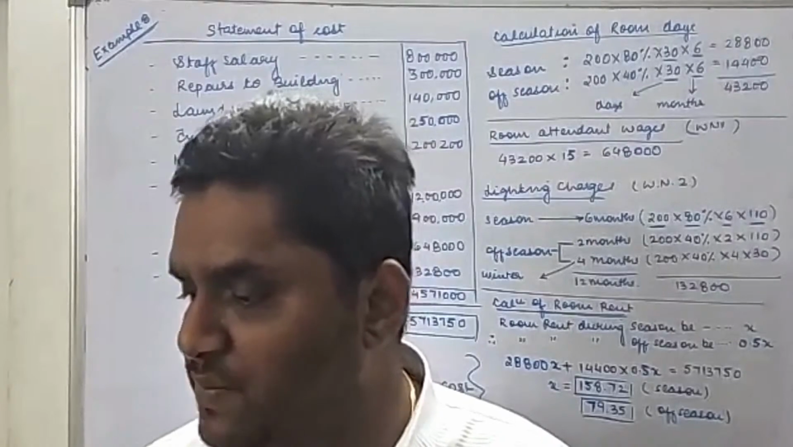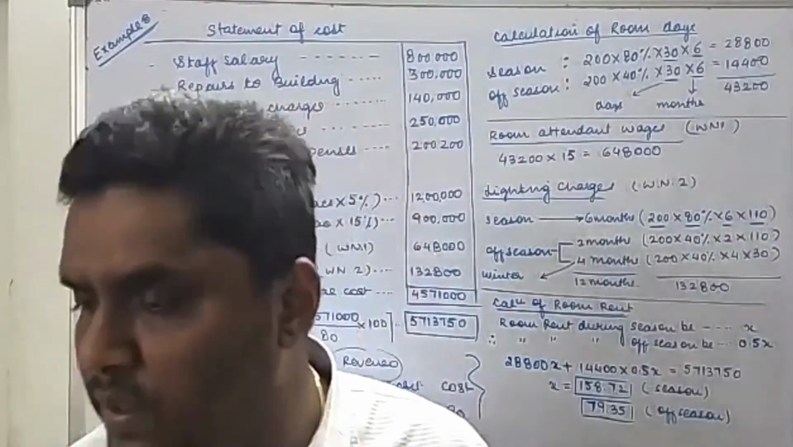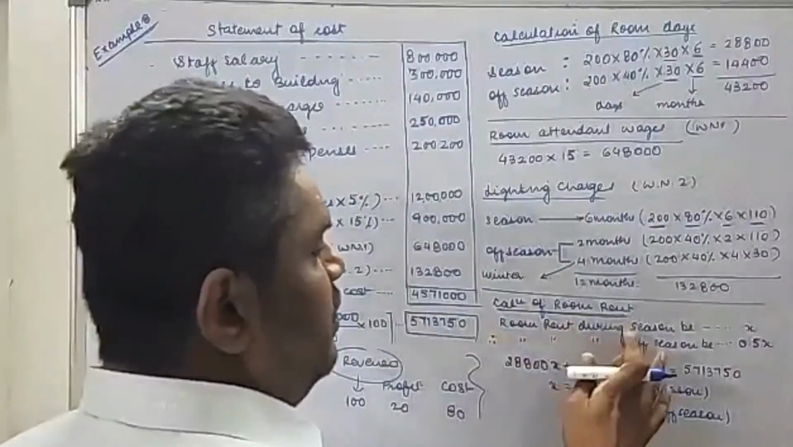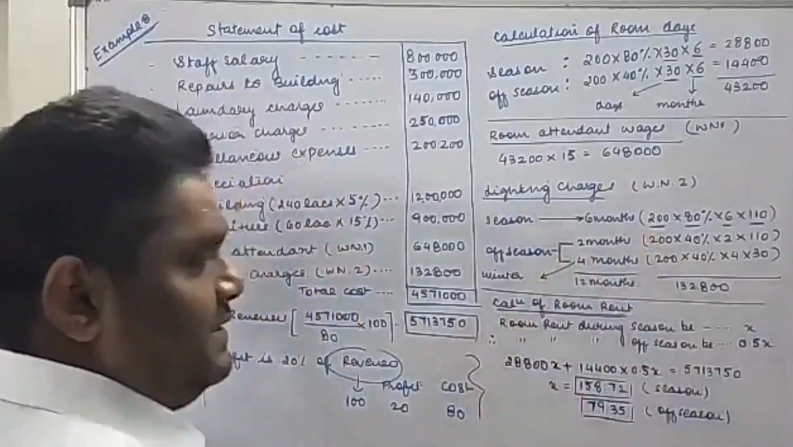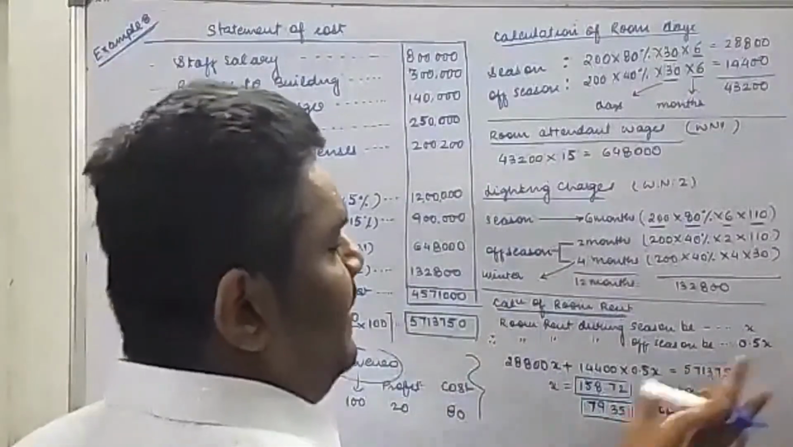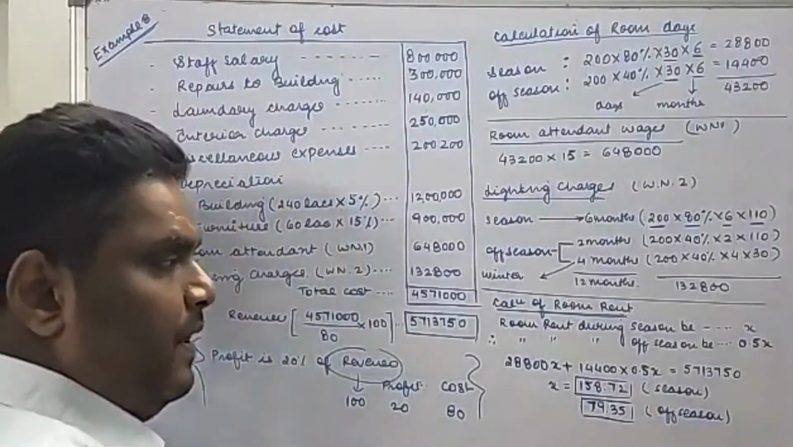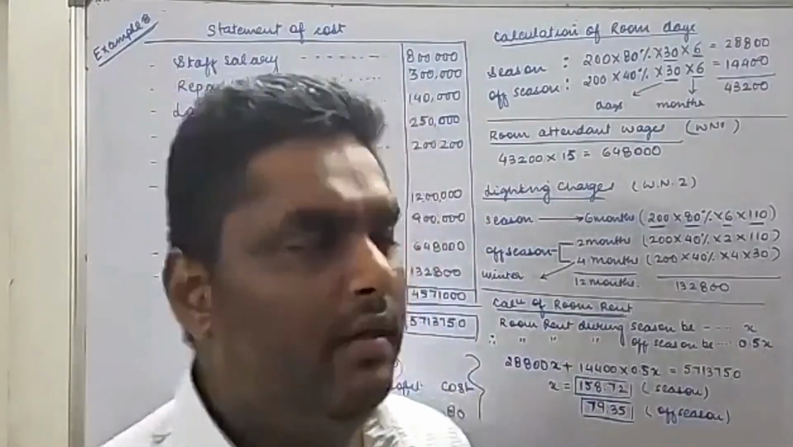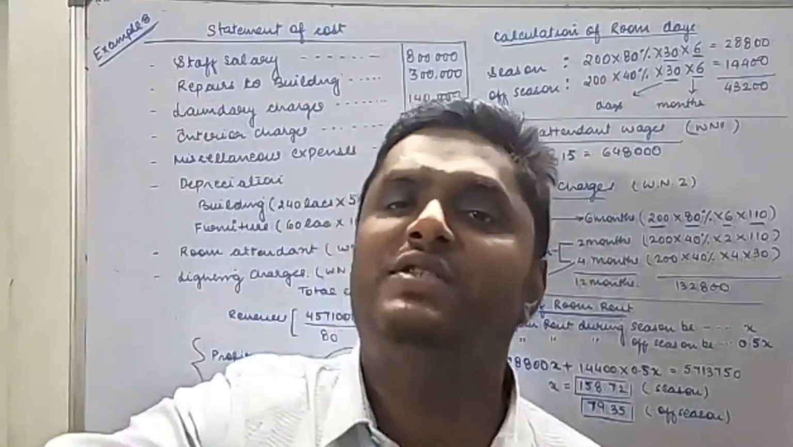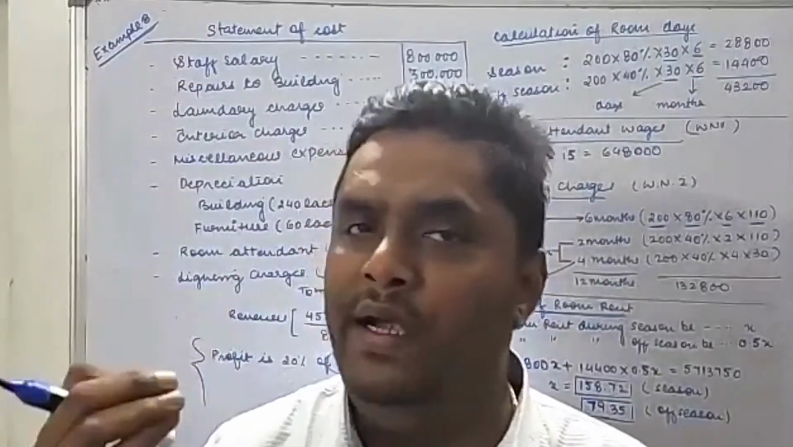Manvi, sir, please explain again the calculation of room rent. So Manvi, it's very simple, my dear. Let's assume that the room rent during the season is X. So in the season, if it is X, then in off season, it will be 0.5X. That is half of the season rent. So X can be 100 rupees also, 80 rupees also, 70 rupees also per room per day.